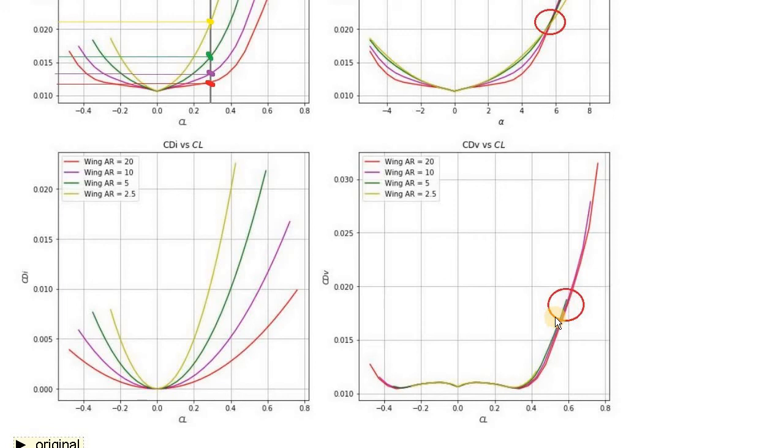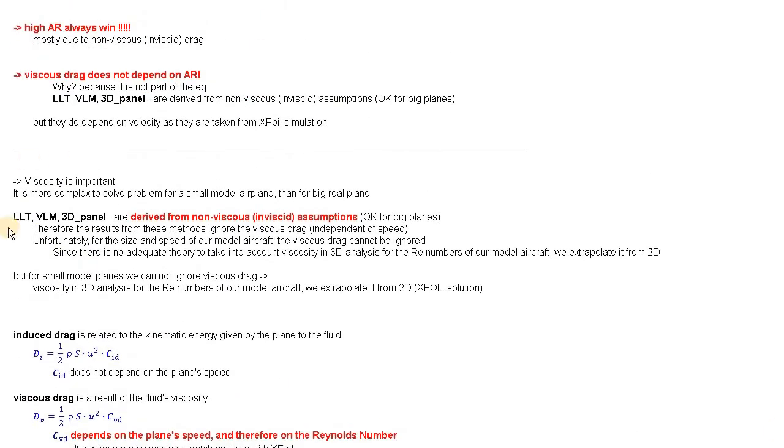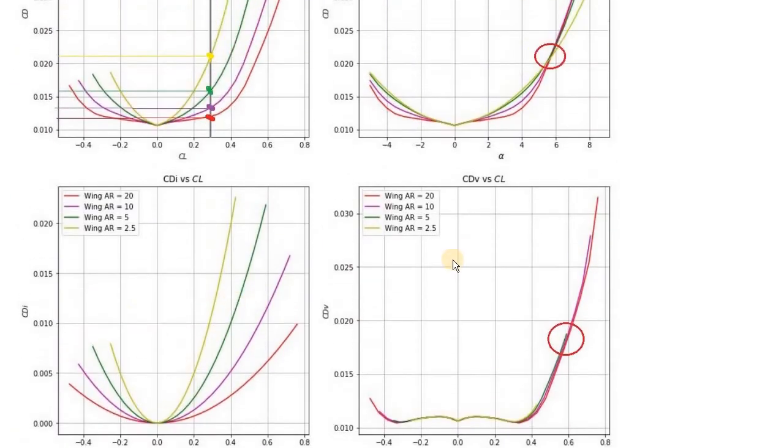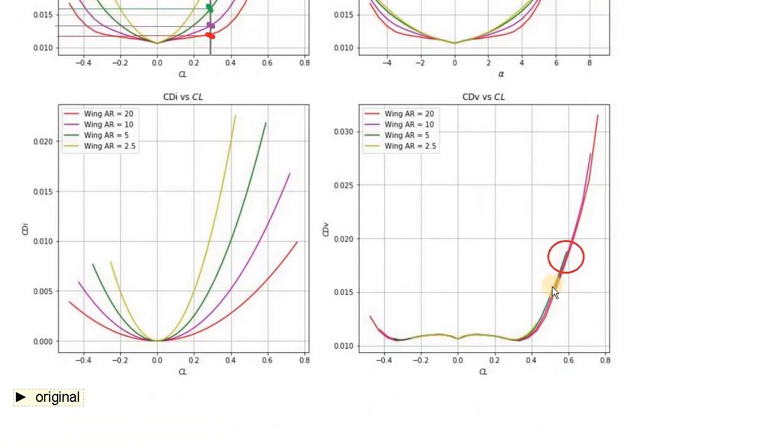So once again, the viscous drag was obtained from the XFoil software, because you cannot get this drag using the simulation methods. Those methods are kind of classical methods, and were derived from a non-viscous, inviscid assumption. So you cannot get something from this way of computation. So we obtained this viscous drag from the XFoil simulation, and now we can look at those curves.